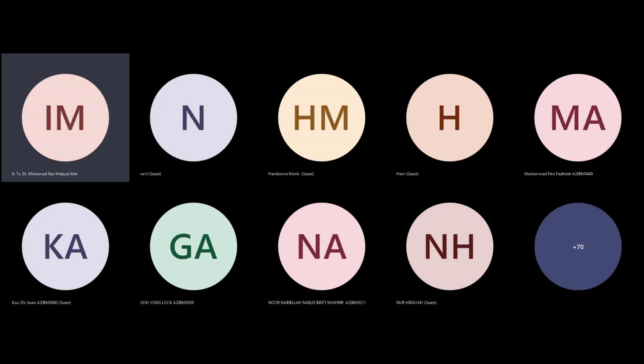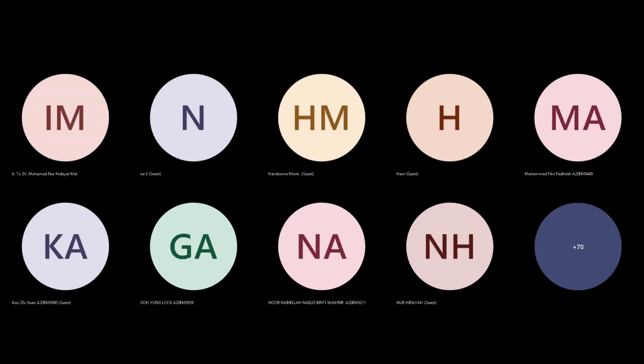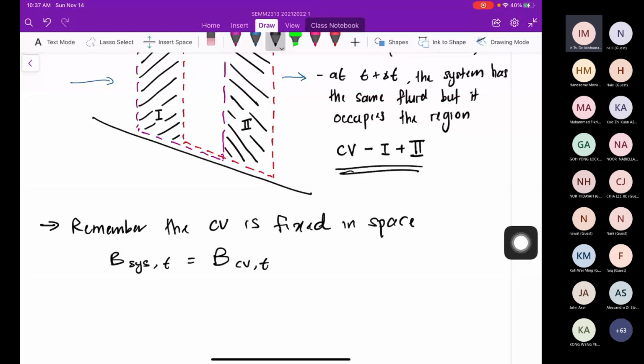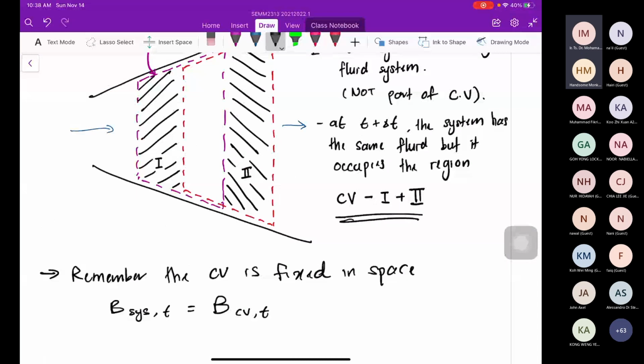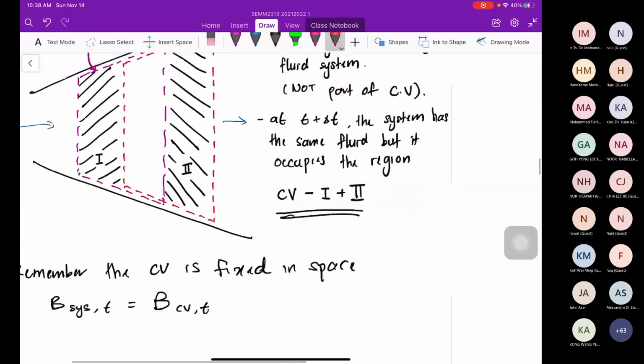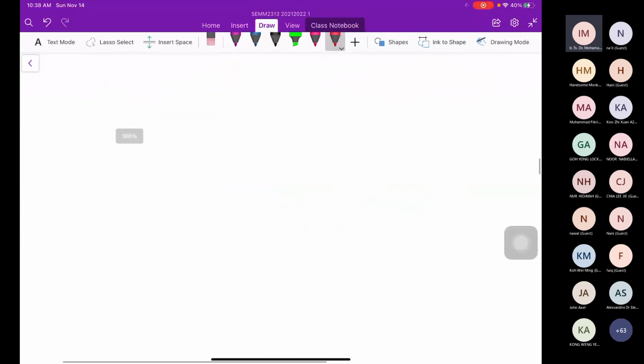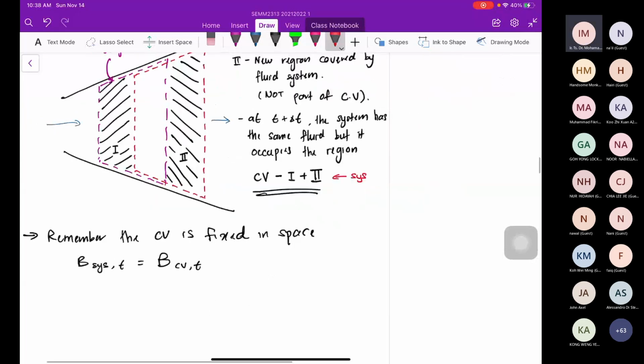Class, do you have any question? No, doctor. Are you sure? Doctor, does that mean CV can also equal the second region minus region 1, or region 1 minus the second region? Yes, it can also. But now we want to focus on the system. How to get the system? CV minus region 1 plus region 2. This is for the system.